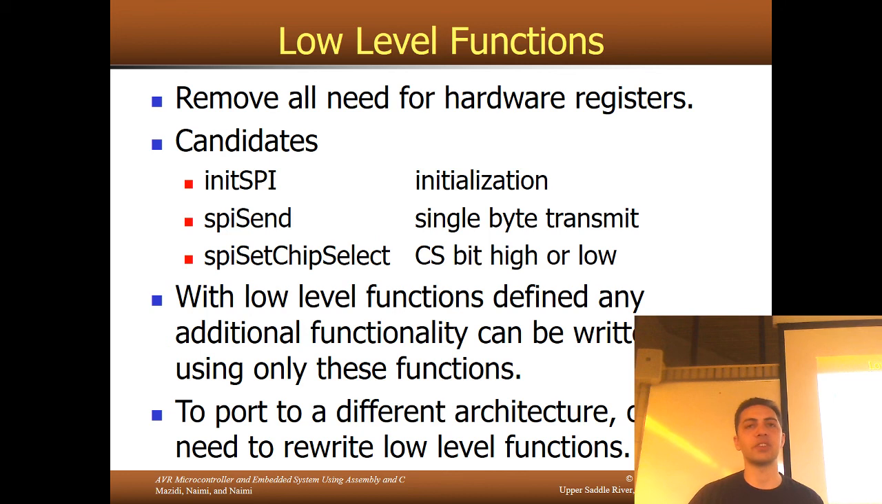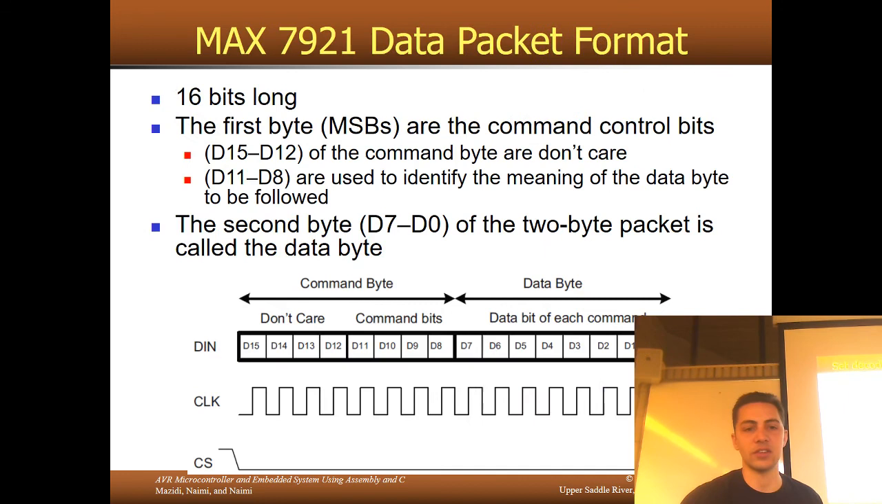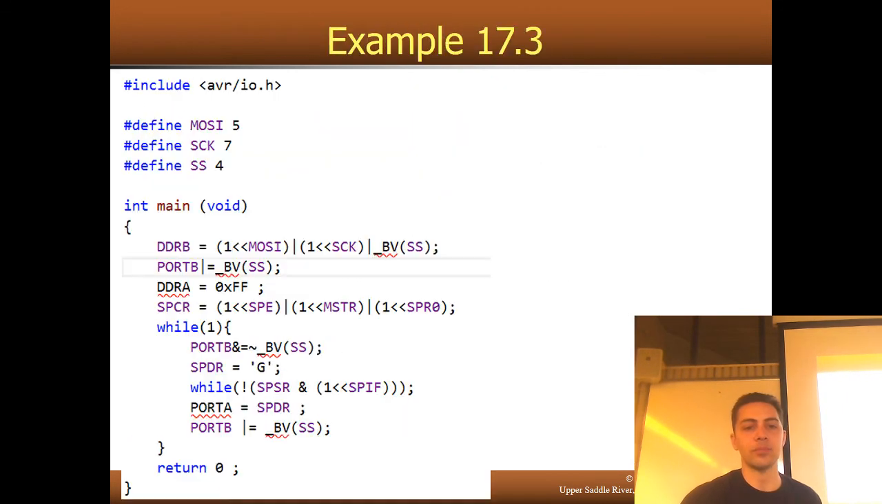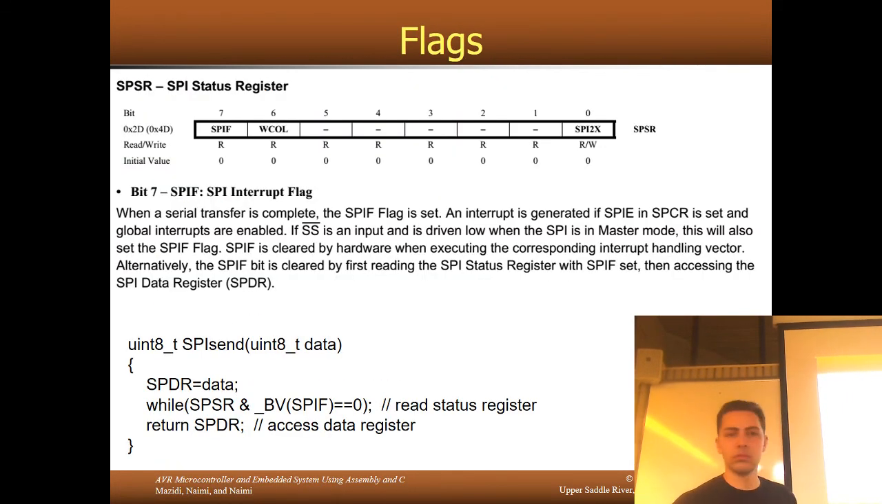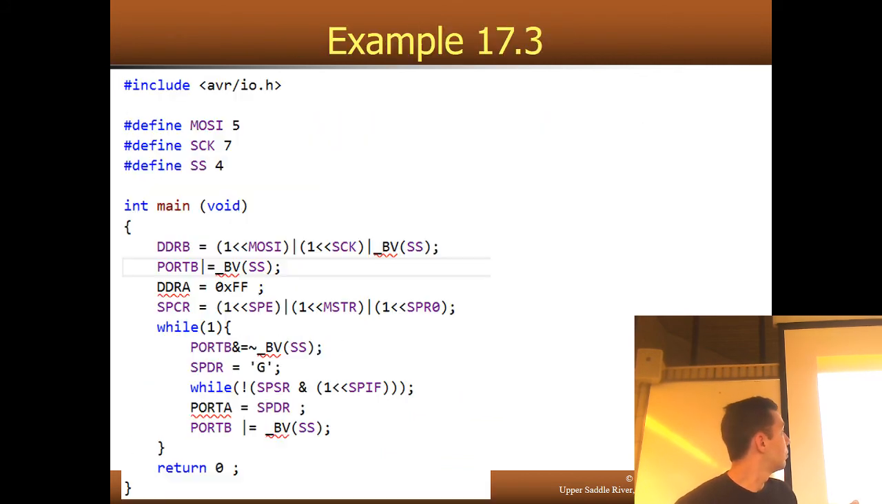SPI set chip select. It's really easy to set a bit low. It's super easy. We did it just a few seconds ago. Right here, that's how we set something high. Port B, that's how we set something high. Let's go to my laser pointer. That's how we set a bit high. That's how we set a bit low.